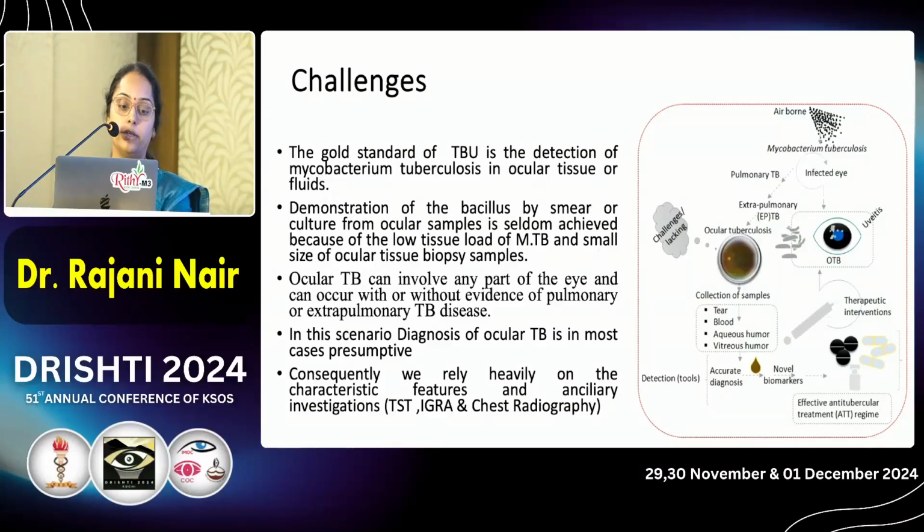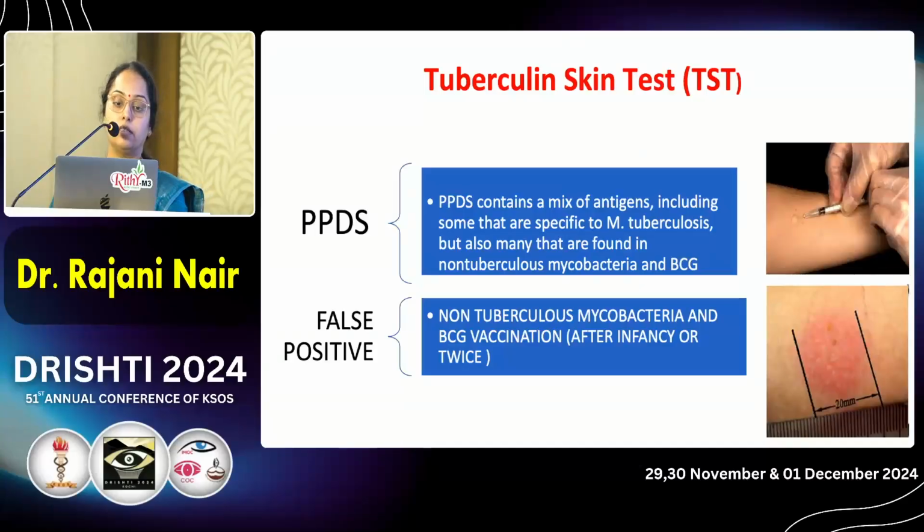And ocular TB can involve any part of the eye and can occur with or without evidence of pulmonary or extrapulmonary TB disease. In this scenario, diagnosis of ocular TB is in most cases presumptive, and therefore we rely heavily on the characteristic features and ancillary investigations, namely the TSTs, IGRAs, and chest X-rays, chest imaging.